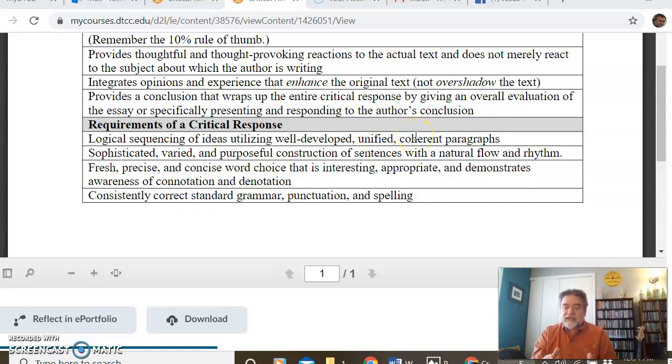Coherence means it needs to hang together. It needs to flow. Incoherent means we can't follow it. It's all disjointed, and there are holes and gaps, missing elements. Make sure that you have that going on.